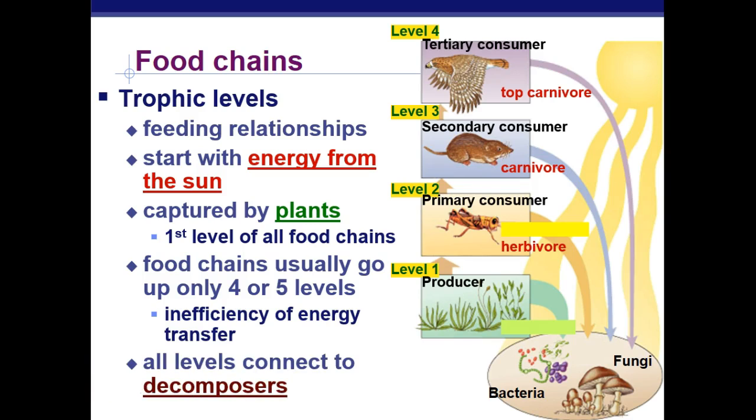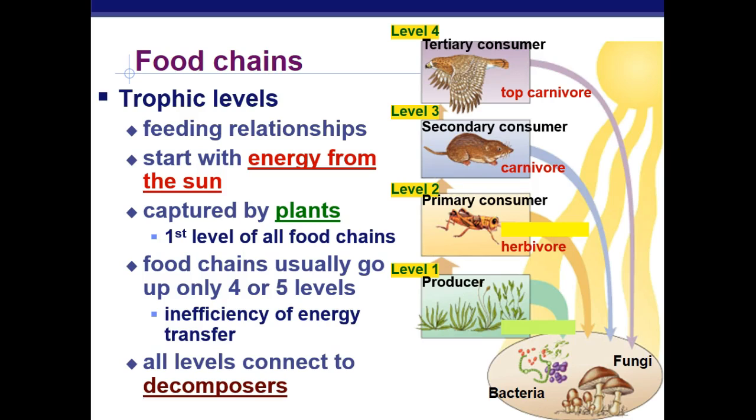Now, connecting all of these levels together, because again, nutrients have to be recycled, are the humble decomposers. We often forget about them because we often don't see them. Bacteria, of course, are microscopic. We sometimes see mushrooms, but even then, a lot of the work being done by fungi we don't see because it's happening below the surface of the soil.